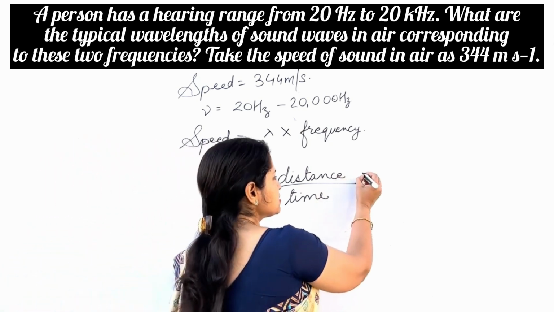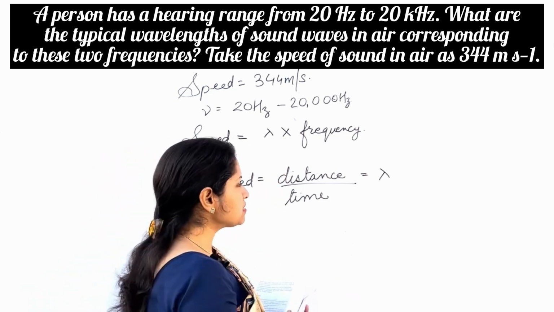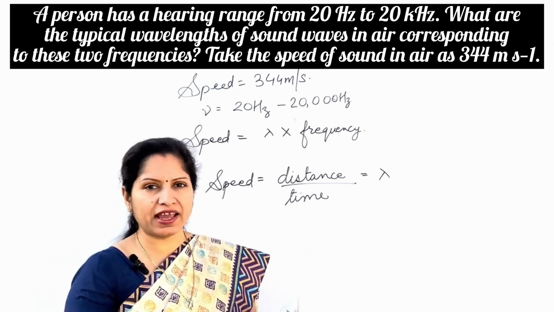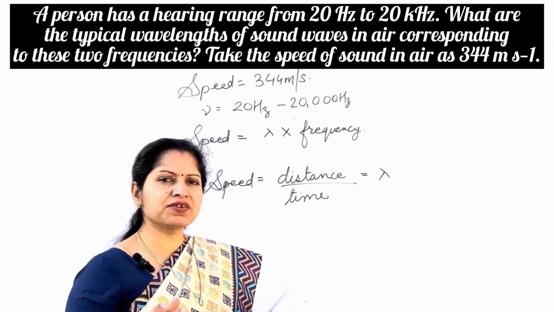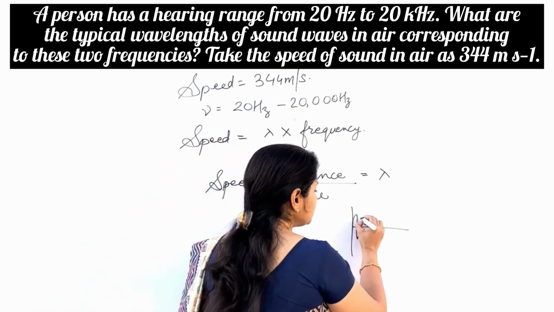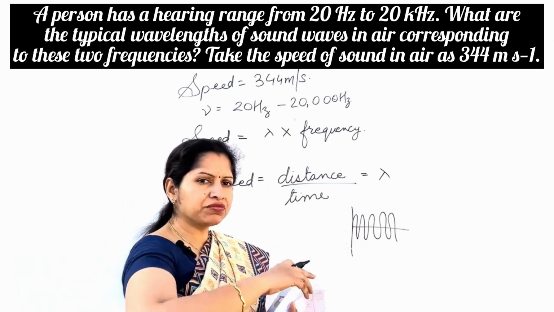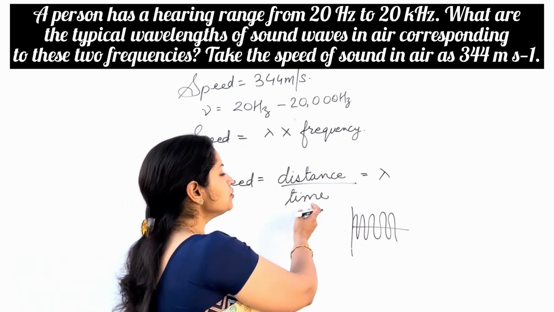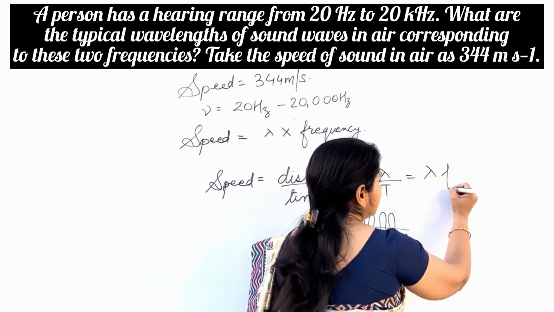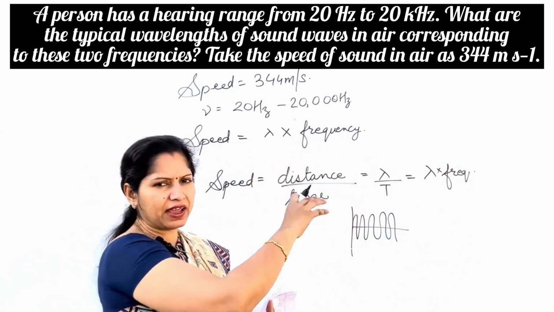But you know that distance in case of waves is represented by wavelength, that is lambda, and time is the time period of that oscillation. So you all know that frequency is 1 upon time period. That you have to remember. Frequency is inversely proportional to time period. The faster the wave moves, the less time it takes to complete one wave. So time and frequency are inversely proportional to each other. So speed, which is wavelength upon time, could be written as wavelength multiplied by frequency.